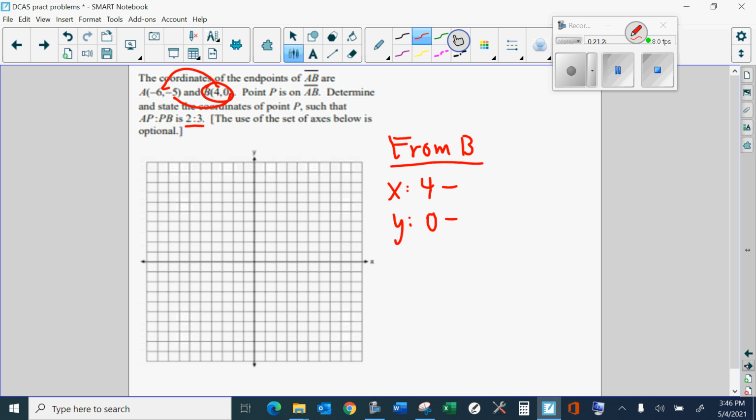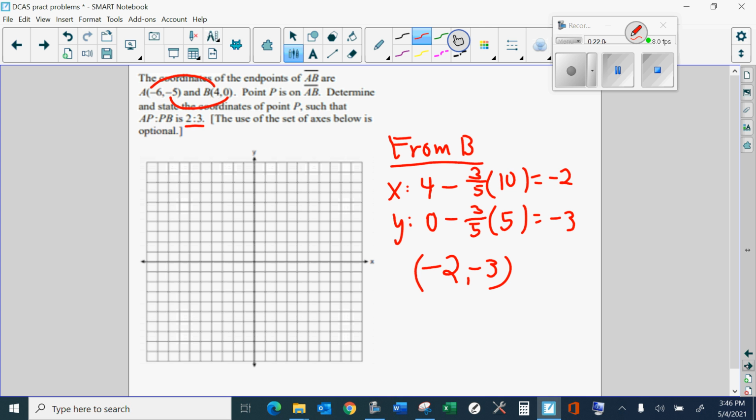Okay. What's the fraction? From B, I'm 3 parts of the way, 3 out of 5, 3/5 of the way from B. What's the total x distance? From -6 to 4 is 10. What's the total y distance? -5 to 0 is 5. There we go. 5 divided by 5 is 1 times 3 is 3. 0 minus 3 is -3. Oops, 10 divided by 5 is 2. 2 times 3 is 6. 4 minus 6 is -2. So my answer is -2, -3.